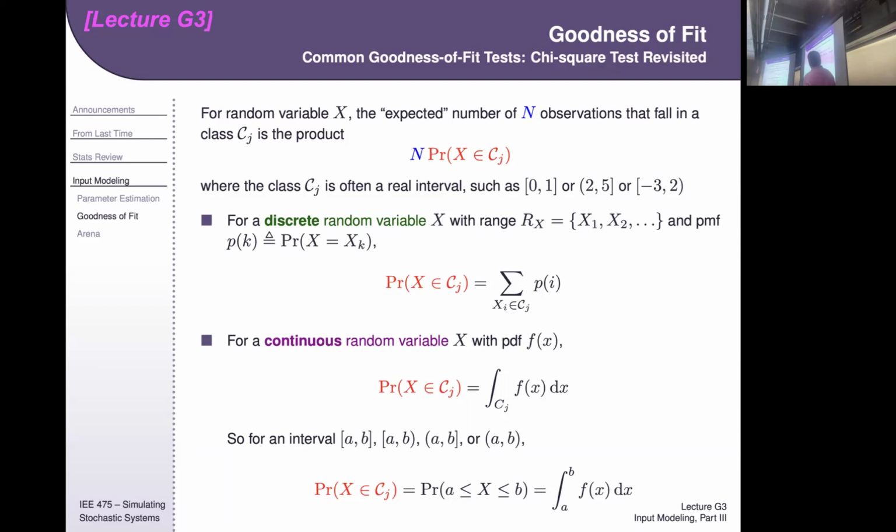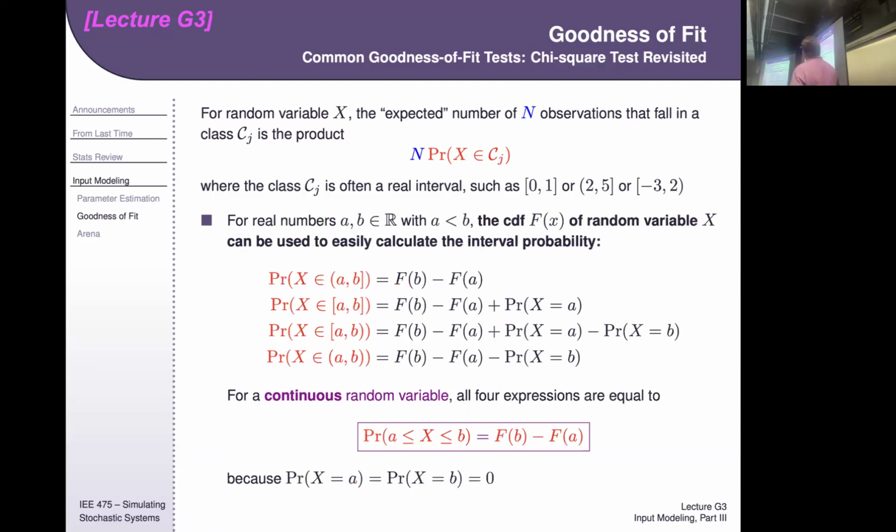For continuous, you have to integrate over that interval. And usually, if it's just a nice simple interval like these, it's not broken up into multiple pieces, then it's just integrating from the low end of the interval to the high end of the interval. And if I give you the CDF, then you just evaluate the CDF at the high end minus the CDF at the low end, and that's what gives you that probability. Then multiply it by the total number of samples, and you're good.